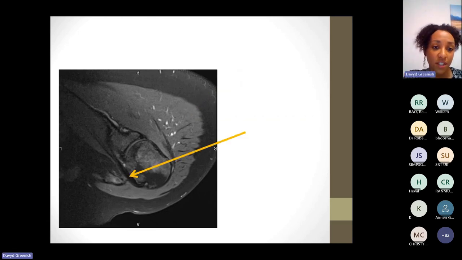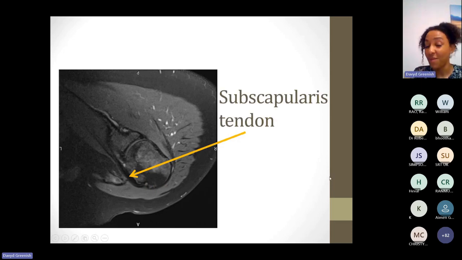Okay, same image, but now applying first principles. We've orientated ourselves to a good extent already, but it's just to note that this is the anterior portion of the shoulder. And so what tendon is this? Hopefully it will be a bit familiar to you, this appearance of the lesser tuberosity and the greater tuberosity. And we'll know that this tendon is again the subscapularis tendon.